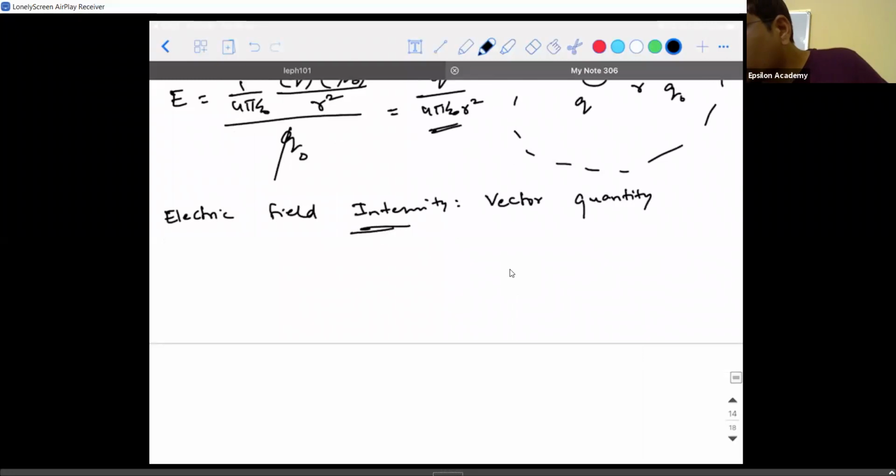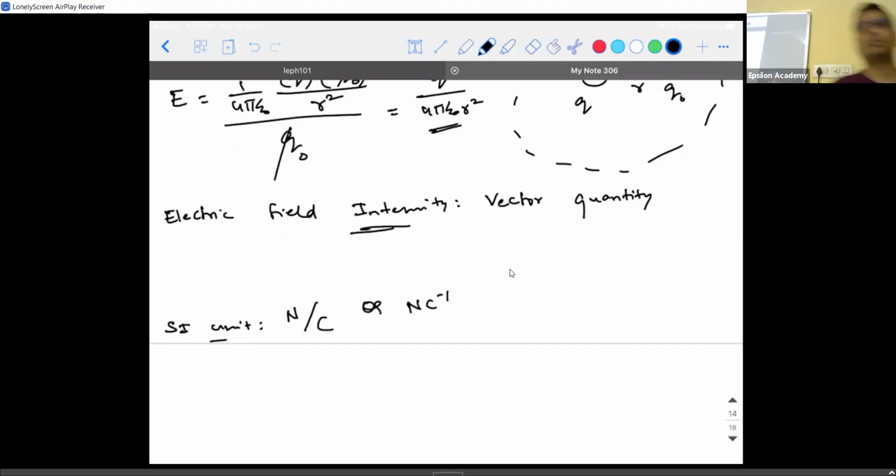Now, what is going to be the SI unit? You guys have to think again. Go back to the definition only. Force by Q naught. Force is measured in Newton per charge, which is measured in Coulomb. So Newton per Coulomb is the SI unit of it. Or I can write it as NC inverse. I'll give you an alternate unit also for it, but that you learn in the next chapter, but have it in your mind. It is also measured in volt per meter.